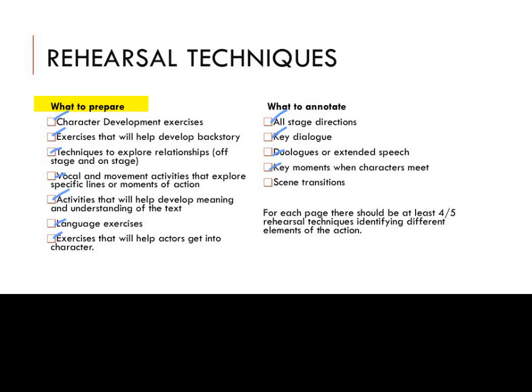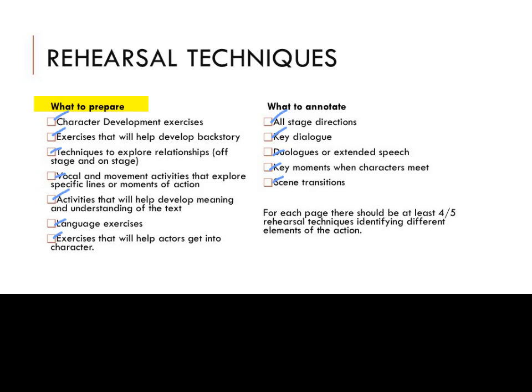Make sure there's a rehearsal strategy in place for any duologues or extended speech between 2 or more characters. Specifically, think about moments when key characters meet. Might not be for the first time, might be all the way through the play, but when they meet, how has that relationship changed and moved on, and how can you explore that? And in particular, a really tricky one, scene transitions. There have been questions in the past which have focused on how you would rehearse the change between one scene and another. Focus on that.